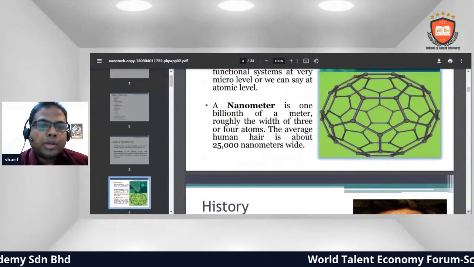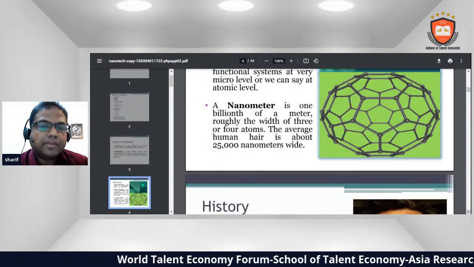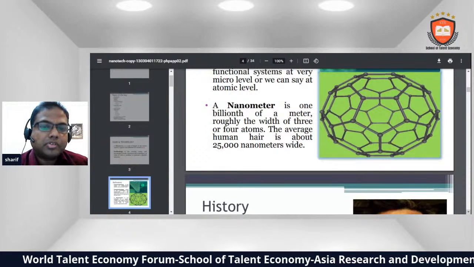A nanometer is one billionth of a meter, roughly the width of 3 or 4 atoms. The average human hair is about 25,000 nanometers wide.